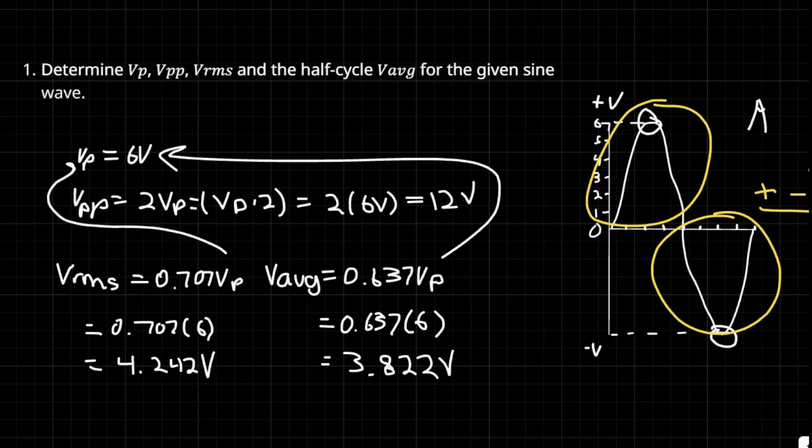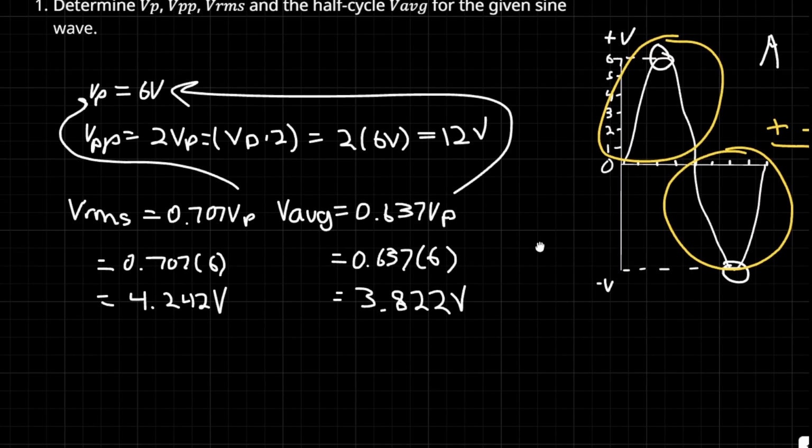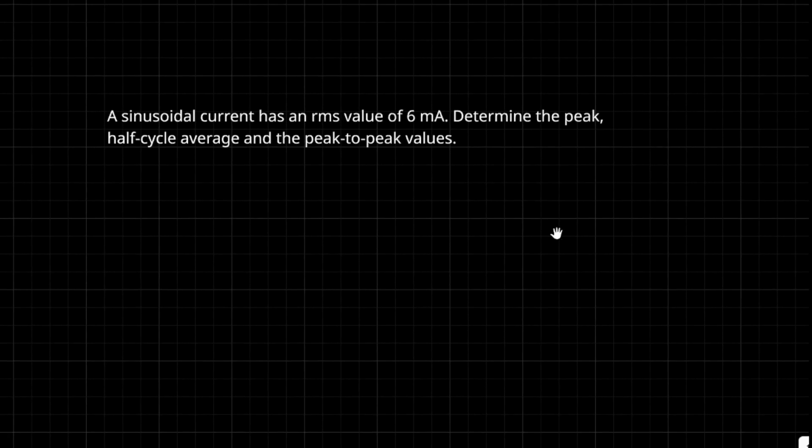That's a little rundown of how you should think about it. But to dive deeper into the questions, or to go to the final question, I should say: a sinusoidal current has an RMS value of 6 milliamps. Determine the peak, half cycle average, and the peak to peak values. So what are we trying to find? In this question, we're given these values so far, right?